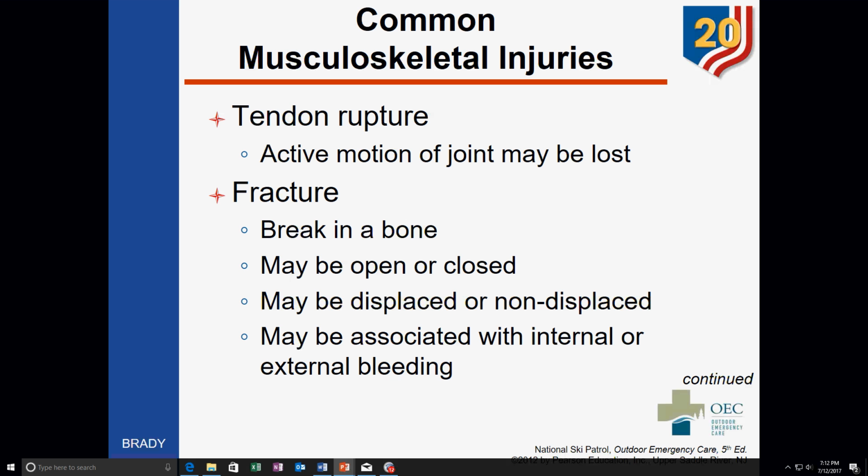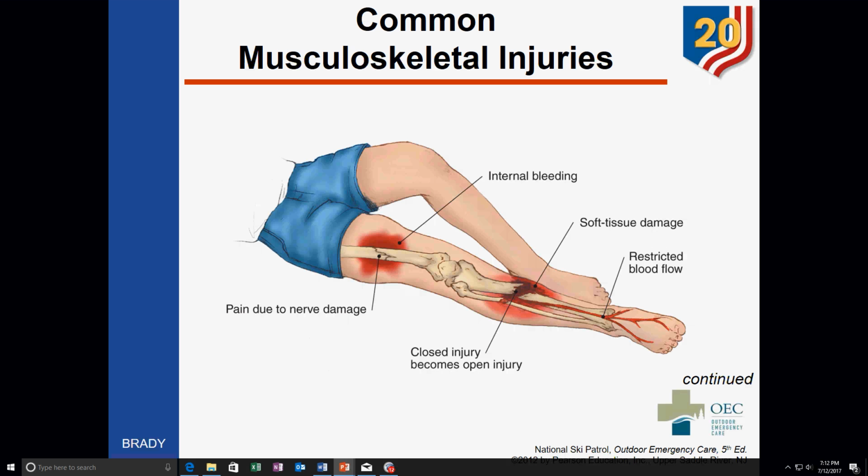But again, fracture is pretty basic. It's a break, but there are different types. And there are different internal, external bleeding and so on. Again, the chapter covers those really good. They have some good pictures. Look at the little captions on all the pictures because they are informative and they are educational.